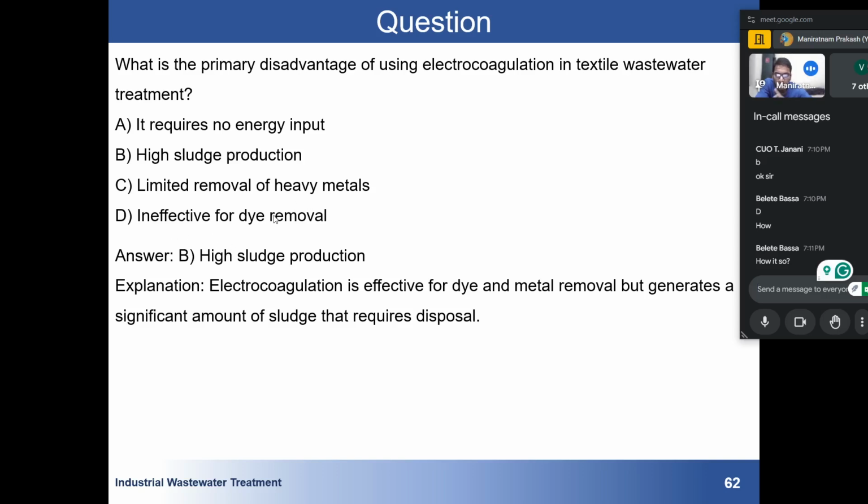Generally, some challenge is being faced in dye removal. So I think B might be the answer, but I'm not sure. Okay, D might be the answer, but I'm not sure. So I will discuss this in the next lecture. Please hold on to this question till next time.